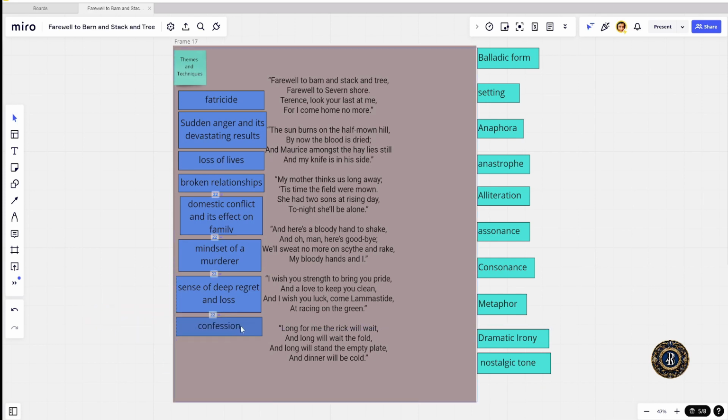And the other one is the impact of a confession. Now this whole poem is a confession. Remember that Terence is the one who is repeating the speaker's confession here in the poem. So these are the themes that are discussed in the poem.